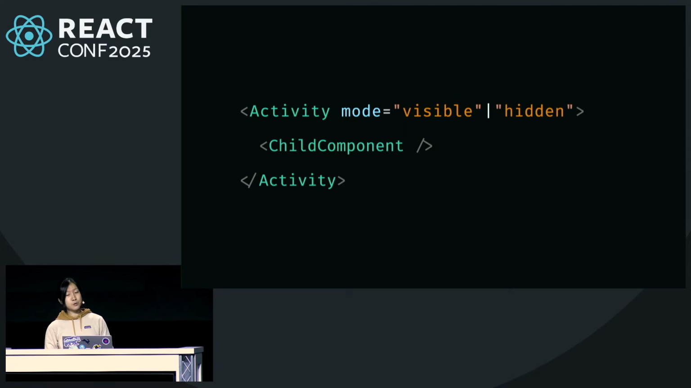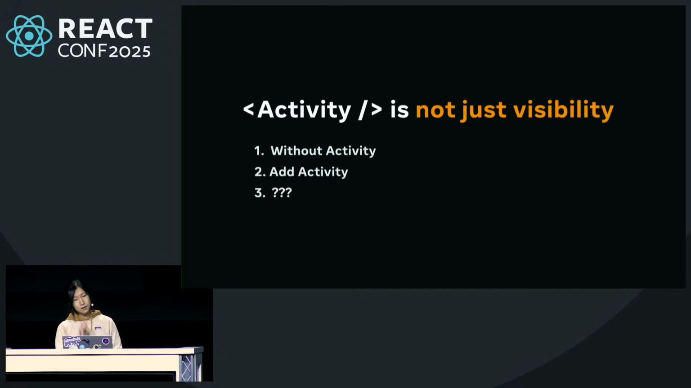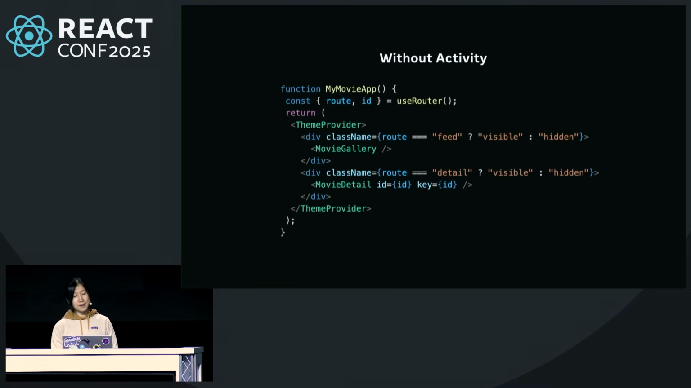Activity lets you hide and restore the UI and internal state of its children. You can pass it a mode, hidden or visible, and children which React will hide or reveal. Now, some of you may be wondering if you can just do the same thing with CSS, like setting display none. I want to show you the most exciting part of this feature, because Activity is not just about setting visibility in the DOM. We're going to walk through it by using it in a very simple movie app. We'll first look at how the app performs without Activity, add Activity, and then compare.